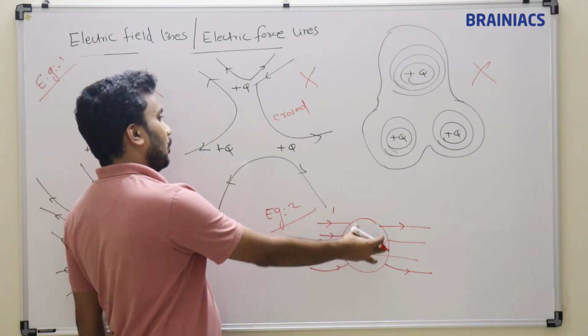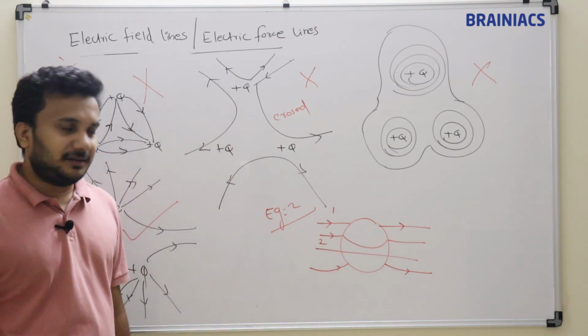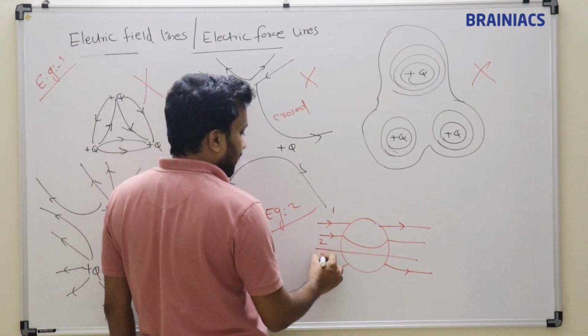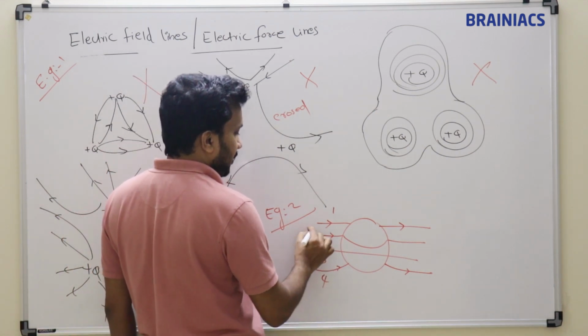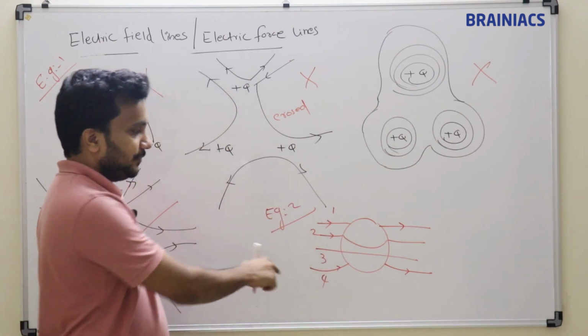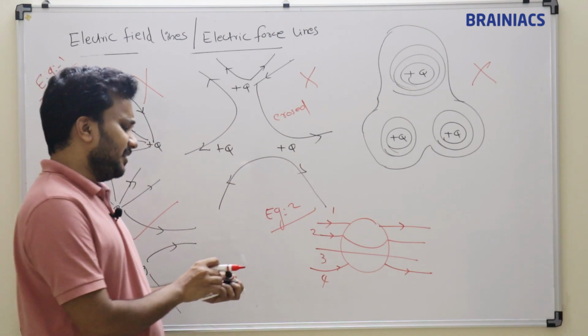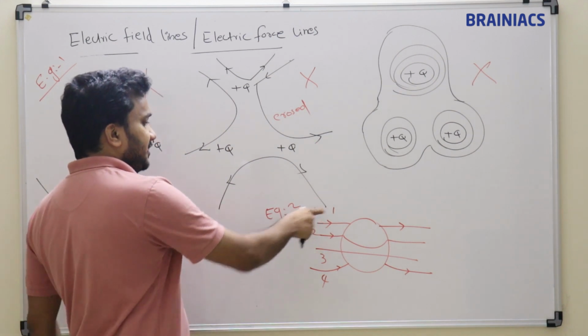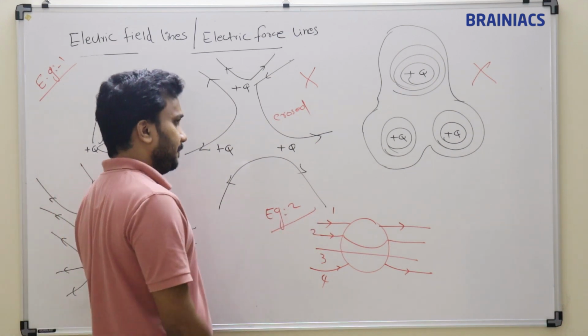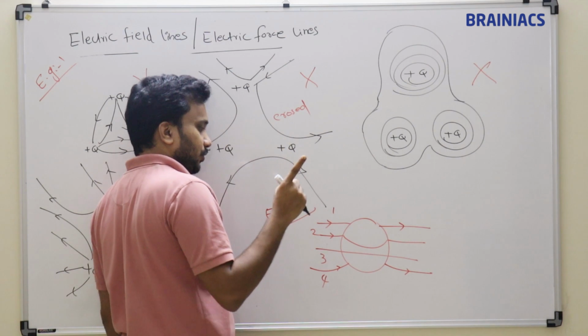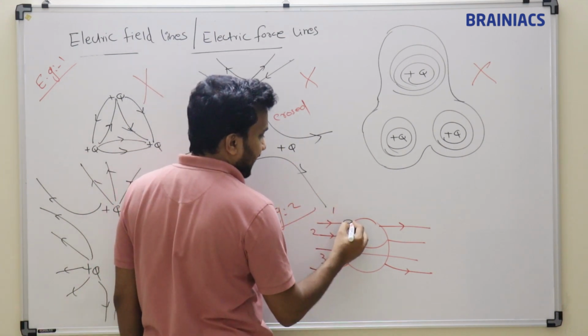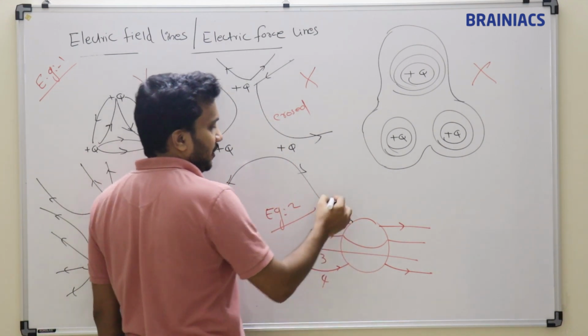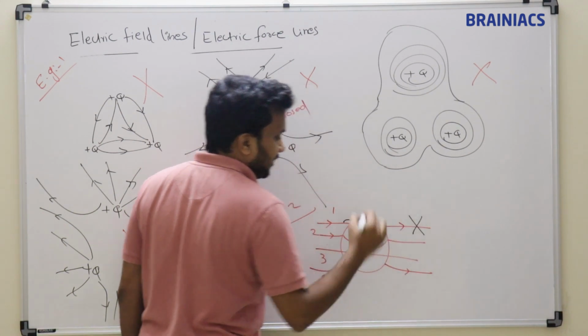So this is a solid conductor. Number 1, 2, 3 and 4. Which of these following options correctly represents the field lines? Number 1, is it representing the field lines or not? It is not. You know the reason why. It should always be 90 degrees. This is not 90 degrees. So 1 is not the right answer.